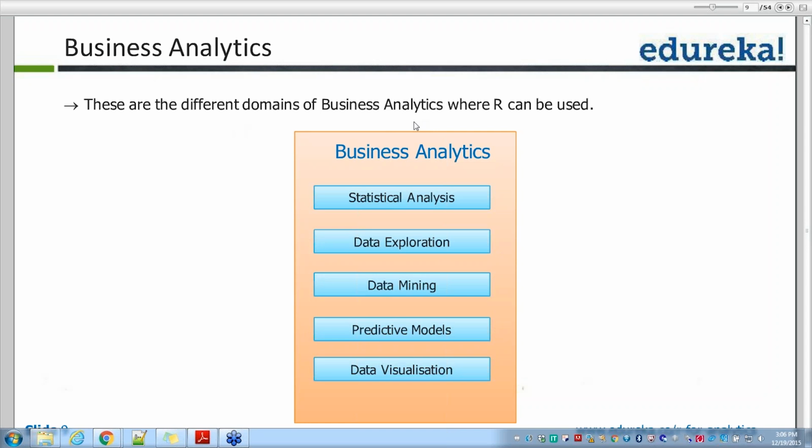Within business analytics, there is a whole lot of statistical analysis that you could do in R. In that sense, it's not a very easy term to define, but all that I can say is that the possibility of doing a wide variety of statistical analysis in R is really very immense.